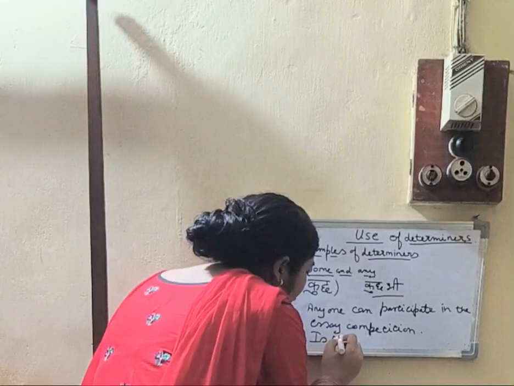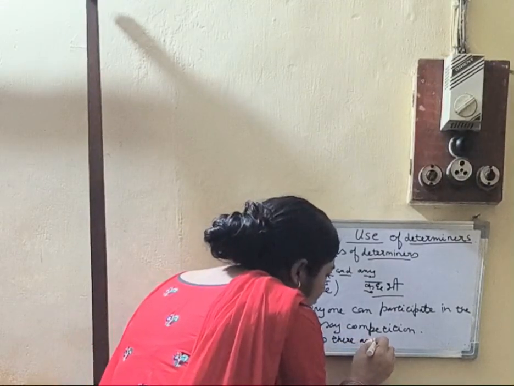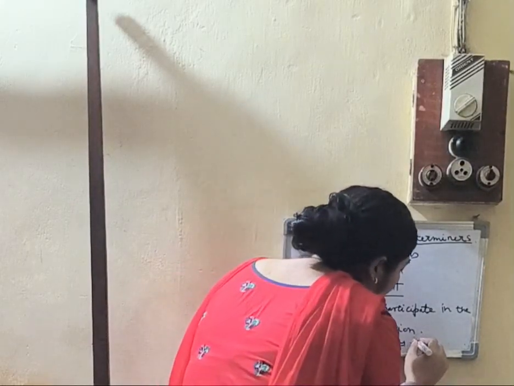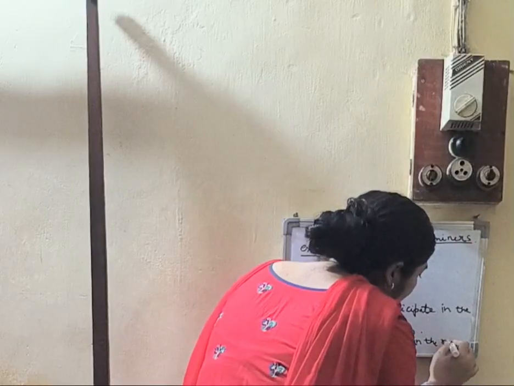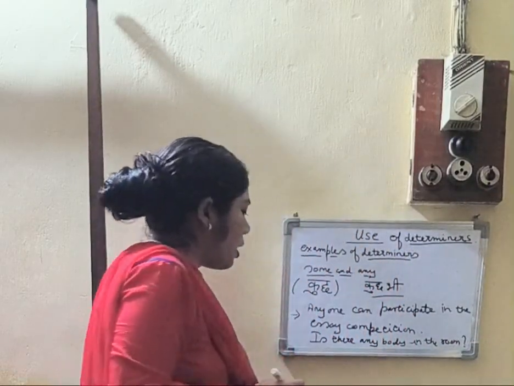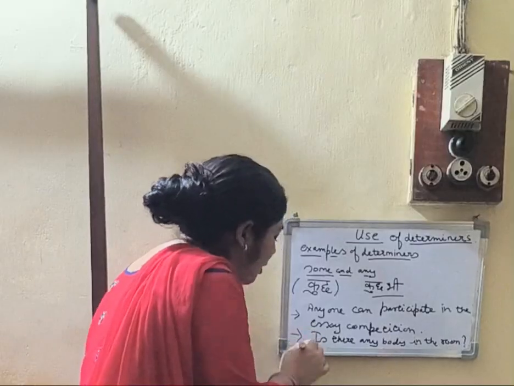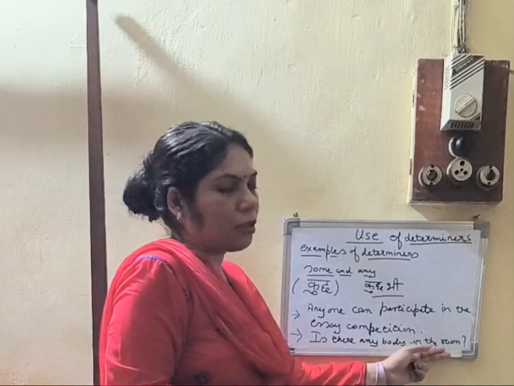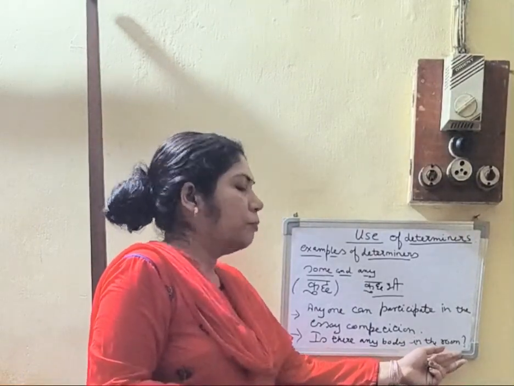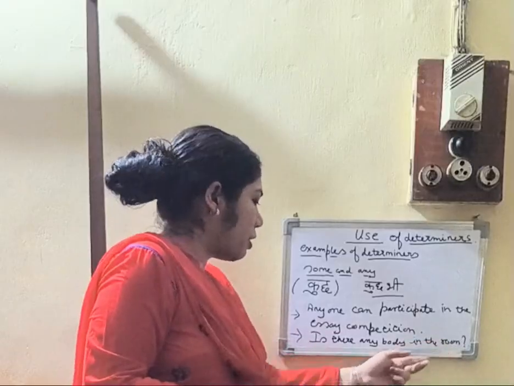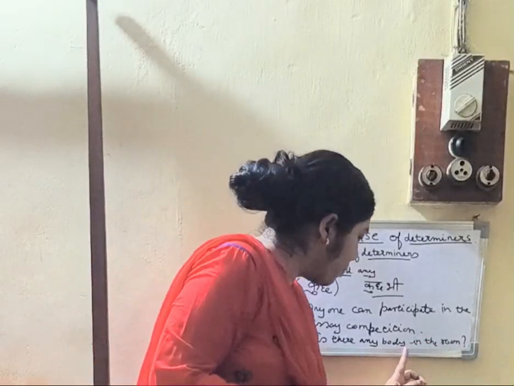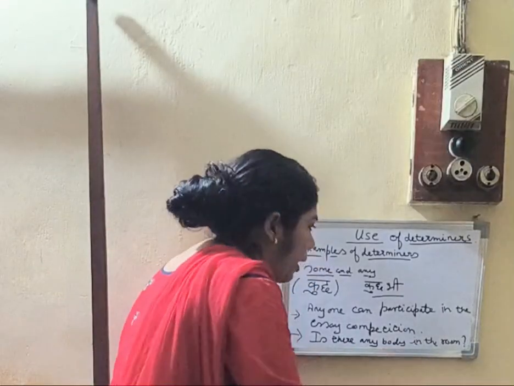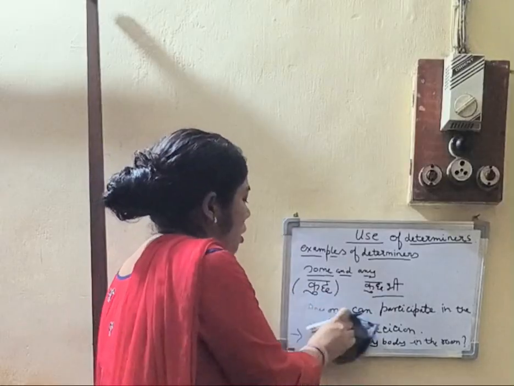Is there anybody in the room? So this is another type of sentence I have made. This is the interrogative sentence, means asking a question. Is there anybody in the room, or anyone in the room? Okay, now moving to the chart.